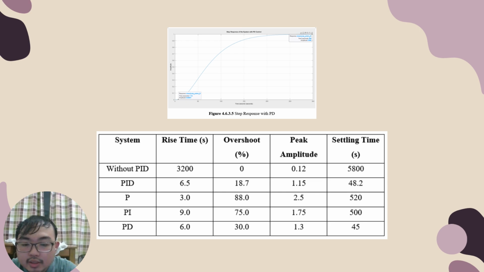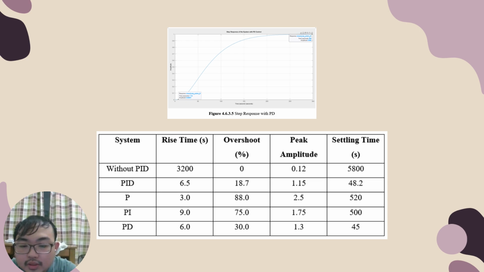Third is the proportional controller. The rise time is 3 seconds, followed by the overshoot of 88%. The settling time is 520 seconds, and the peak amplitude is 2.5. It prioritizes speed, which leads to excessive overshoot and oscillation due to the lack of integral and derivative control.